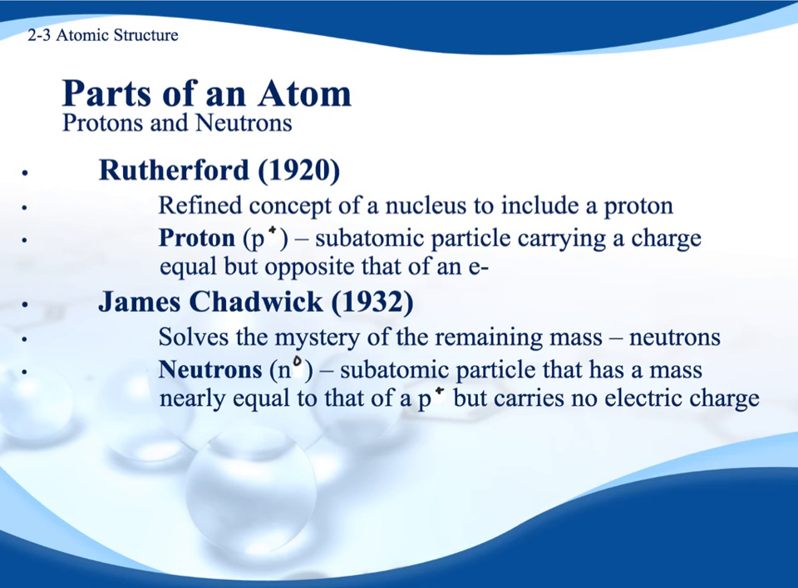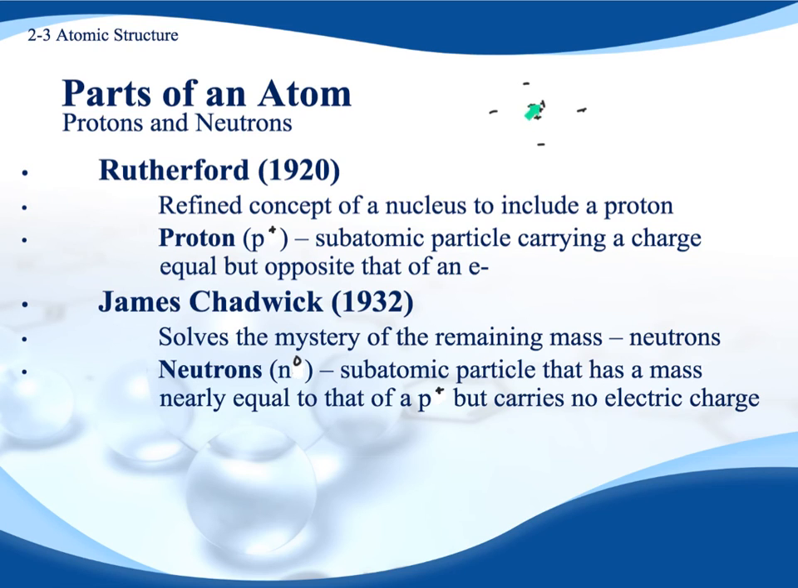Okay, so in 1920, Rutherford's going to refine the concept of a nucleus to include protons. These are subatomic particles carrying a charge equal but opposite that of an electron. So they have the exact opposite charge of an electron. What we're going to find out, though, is that if you think about it, we've got these electrons traveling around the outside of a nucleus, and let's say the nucleus has 4 electrons and 4 protons, so a lot of positive charge together here in the middle. How is this able to stick together since we know like charges repel?